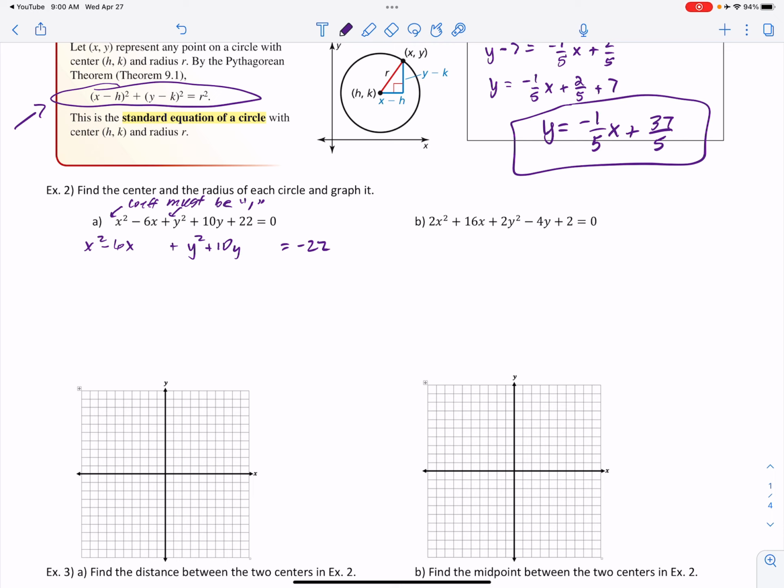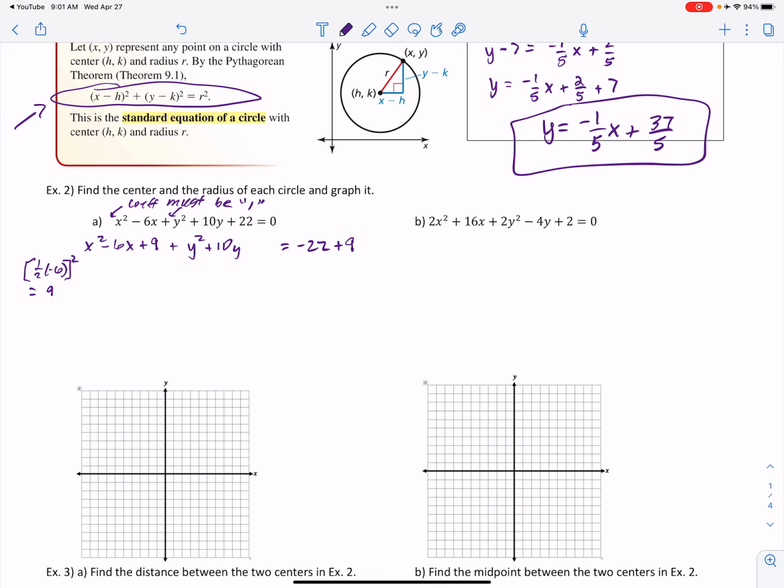We worked on completing the square last fall with parabolas, and so it is a skill we've used. To complete the square on the x squared minus 6x, we take 1/2 of that -6 and square that value. And -3 squared is 9. And so that's going to complete the square for the x squared minus 6x. But if I add 9 on the left side, I must add 9 on the right to keep this balanced.